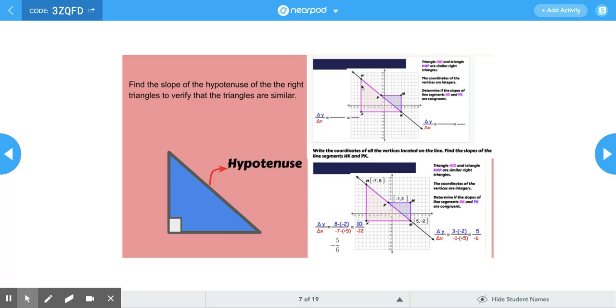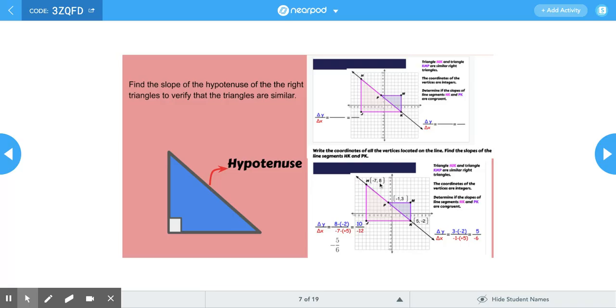And so we have two triangles right here, one that's pink and one that's purple. And it says triangle HJK and triangle KMP are similar right triangles. The coordinates of the vertices, so the vertices are the different endpoints, are integers, so it's positive or negative numbers. Determine if the slopes of the line segments HK and PK are congruent.